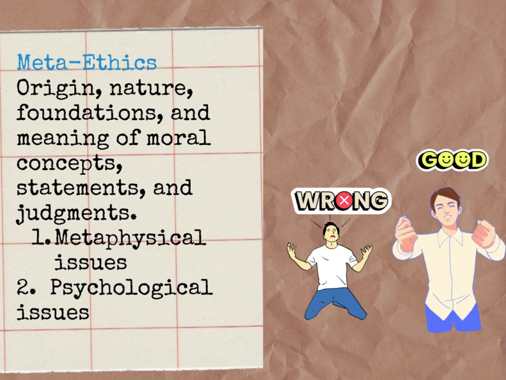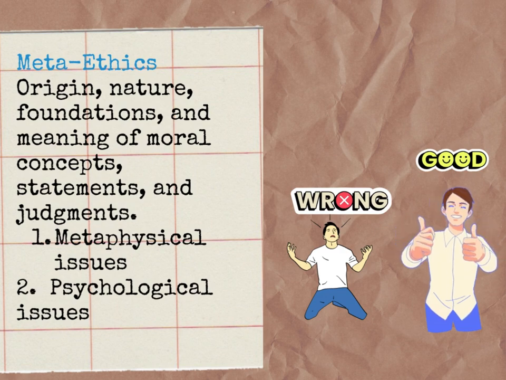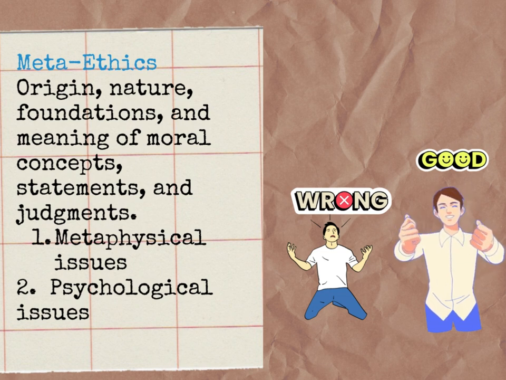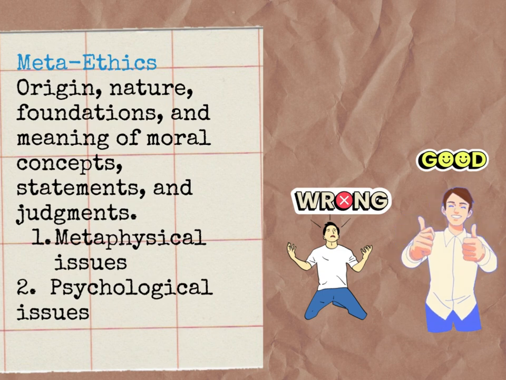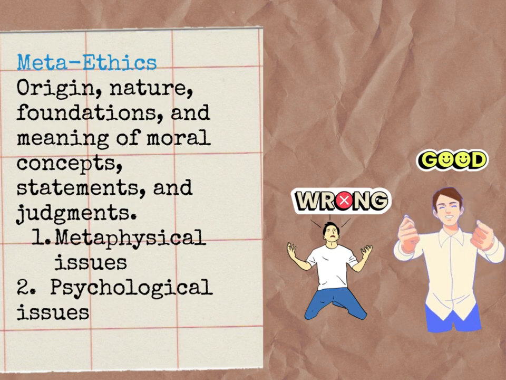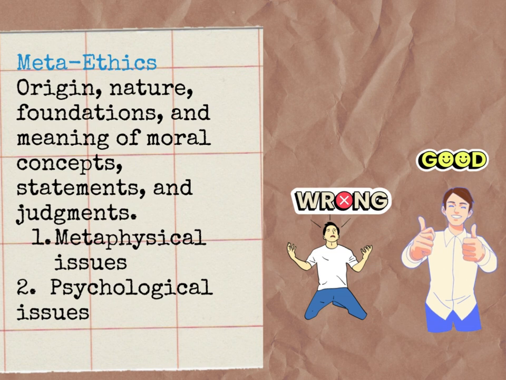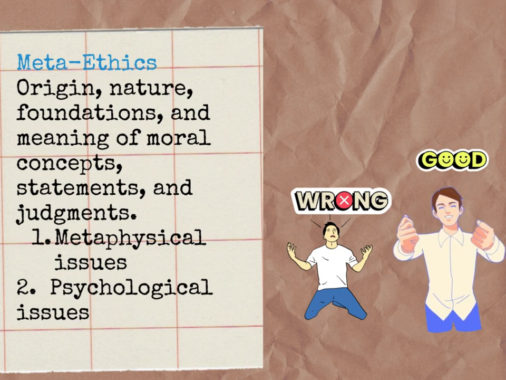Meta ethics is defined as the study of the origin and meaning of ethical concepts. Here there are two prominent issues which are discussed: metaphysical issues and psychological issues. Metaphysical issues are mostly concerned with morality. Does morality exist independent of humans, or is it dependent on us? So in metaphysical issues, the realism and anti-realism questions come up.